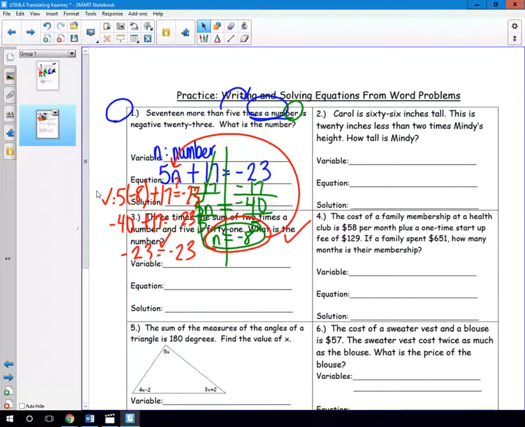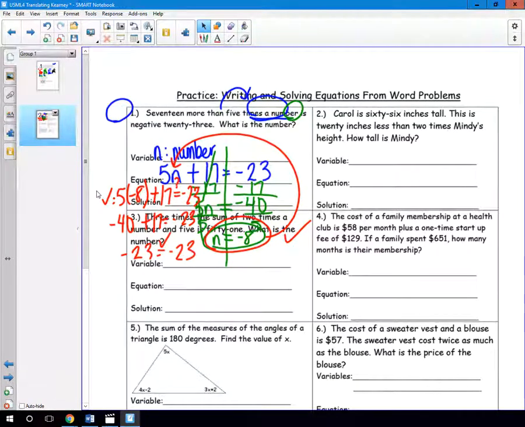Okay, let's just recap. The first thing I did was locate my variable in the problem. I wrote that variable down, and then I worked backwards to figure out what I was doing to that variable. Then I set up my equation and solved it. And then always check your solution by substituting in.